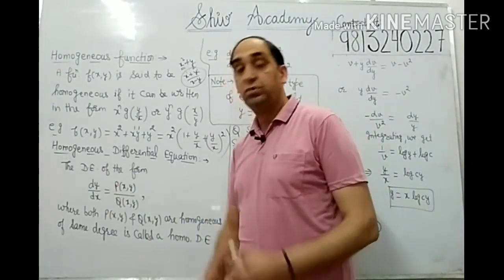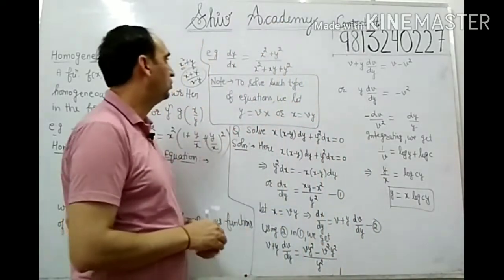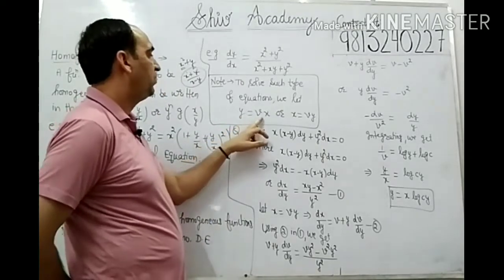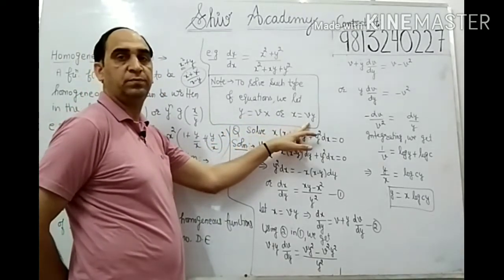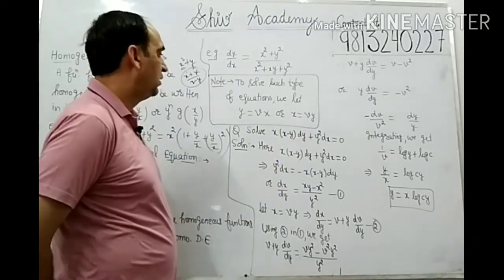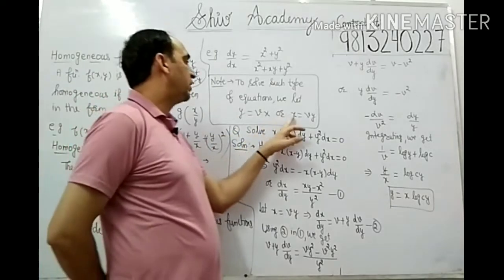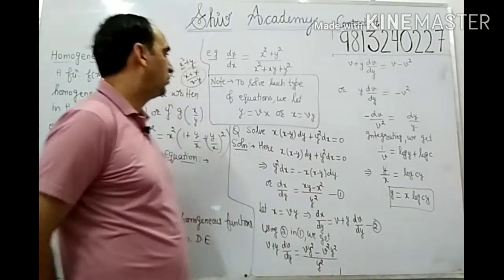Clear? So dear students, to solve such kind of equations, there are two methods. Either you put y equal to vx or you put x equal to vy. You have to make a substitution, either writing y in terms of x or x in terms of y.